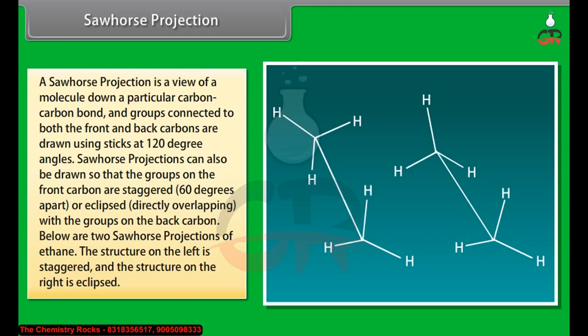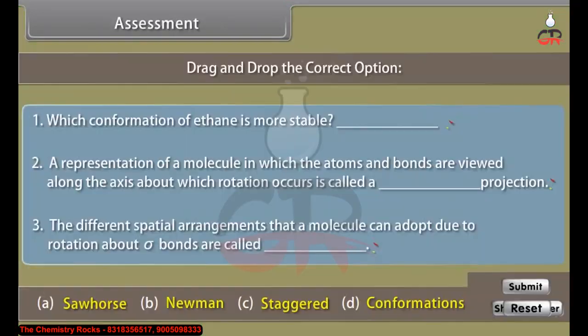Sawhorse projections can also be drawn so that the groups on the front carbon are staggered 60 degrees apart or eclipsed, directly overlapping with the groups on the back carbon. Below are two sawhorse projections of ethane. The structure on the left is staggered and the structure on the right is eclipsed. These are the simplest sawhorse projections because they have only two carbons and all of the groups on the front and back carbons are identical.